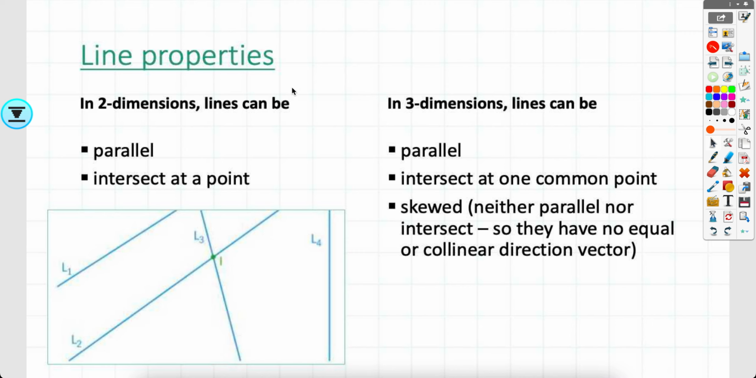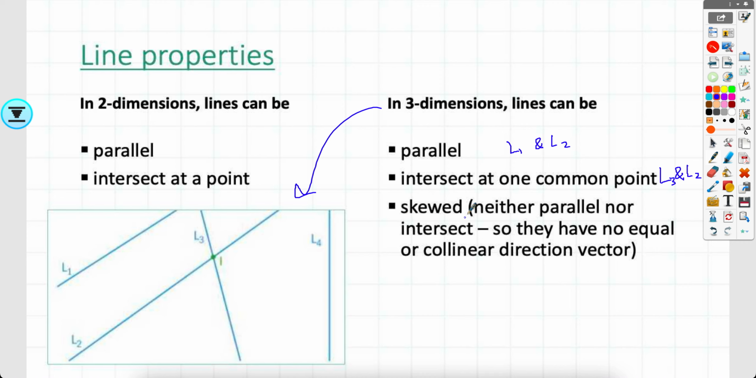or they intersect at a point. Now, once we move into 3D, which is hard to imagine with this diagram, but let's imagine this is the 3D diagram here, the lines can have three different properties. They could be parallel, so this could be line 1 and line 2. If you see here, they're parallel. Two lines can intersect at a point, so you can see L3 and L2.